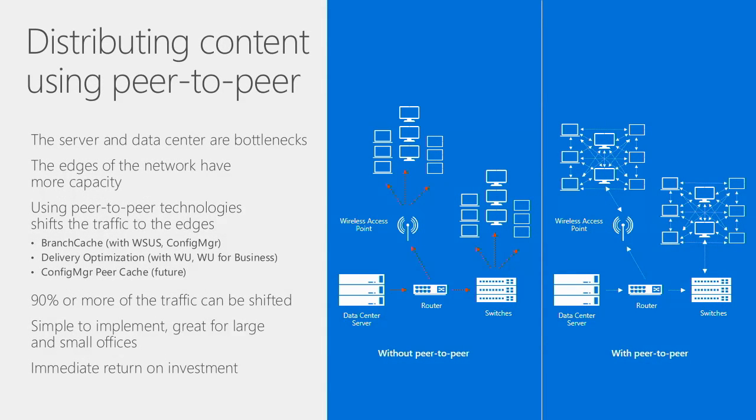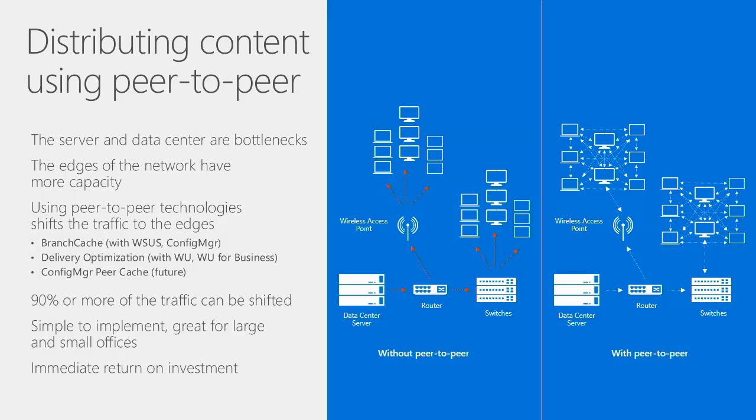When we look at peer-to-peer distribution, we've got several options, but the goal with each of these is the same. We want to make sure that we can have a small number of PCs on each network segment grab the content and hold on to it, and then provide that content out to the other PCs for them to consume it. In the case of WSUS and Config Manager, they can use BranchCache.